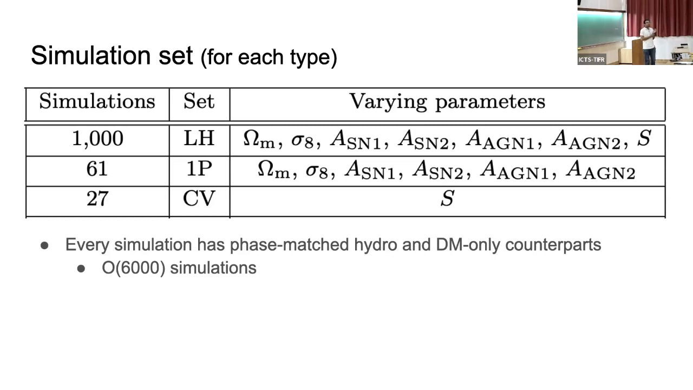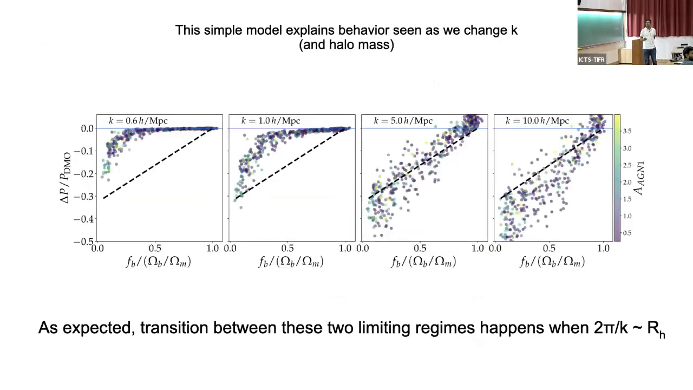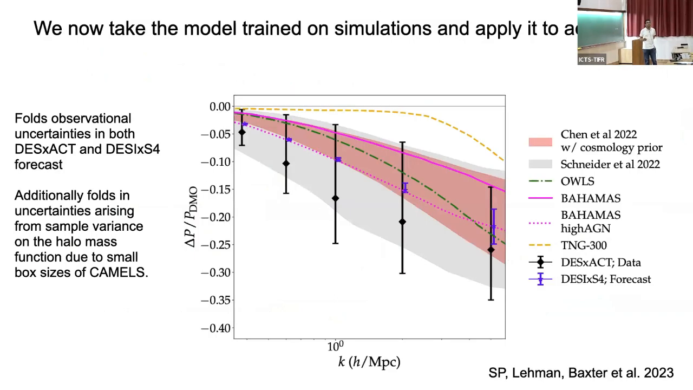Priyanka, and then Surhud. Hi, nice talk. Going to the last plot you showed, using these results, this DES cross ACT result, can you say that TNG is wrong, the TNG 300?